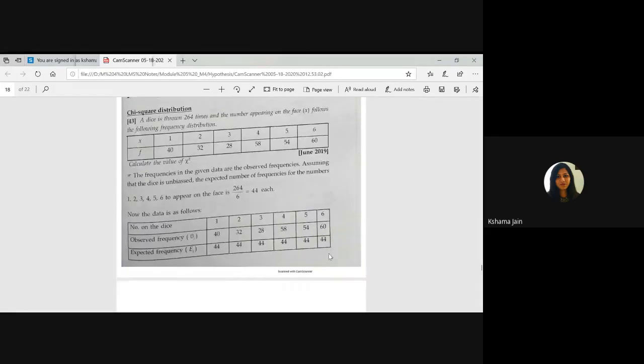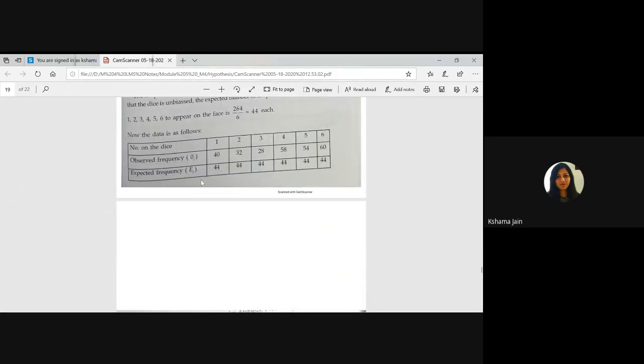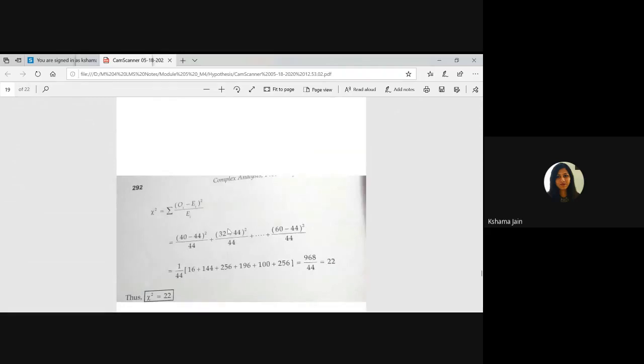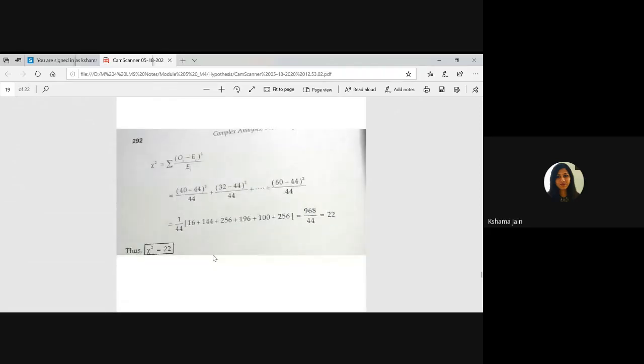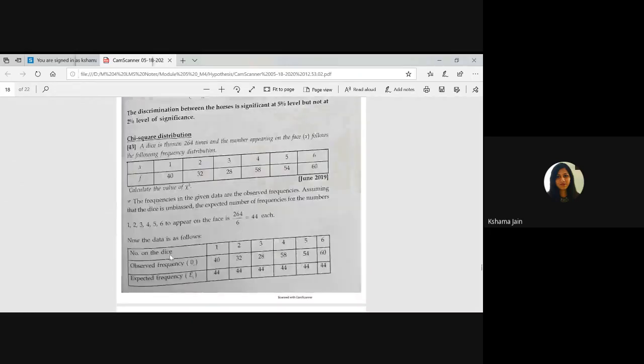Then make a next row where we take Oi minus Ei: 40 minus 44 is minus 4, 32 minus 44 is minus 12, 28 minus 44 is minus 16. Here they have done it like this, but you can make a next column by taking Oi minus Ei, take the whole square divided by Ei, and put into the formula. The question was to calculate the value of chi-square. They are not asking to test any hypothesis, just the value of chi-square. So chi-square is 22. That's it.